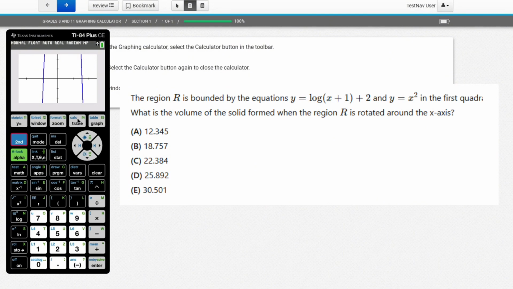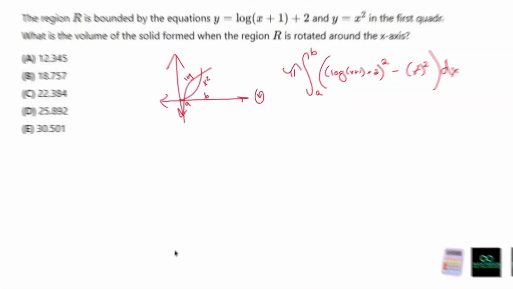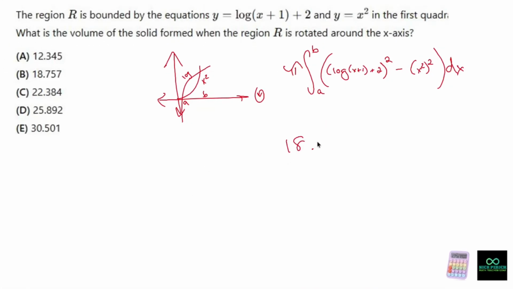Let's hit second calc and hit 7. Type in my lower limit, which was 0, and my upper limit, which was 1.551. Hit enter. And I get 18.757, and so on. Whew. So let's go back and type that out. All right, so we ended up with 18.757, which is B.